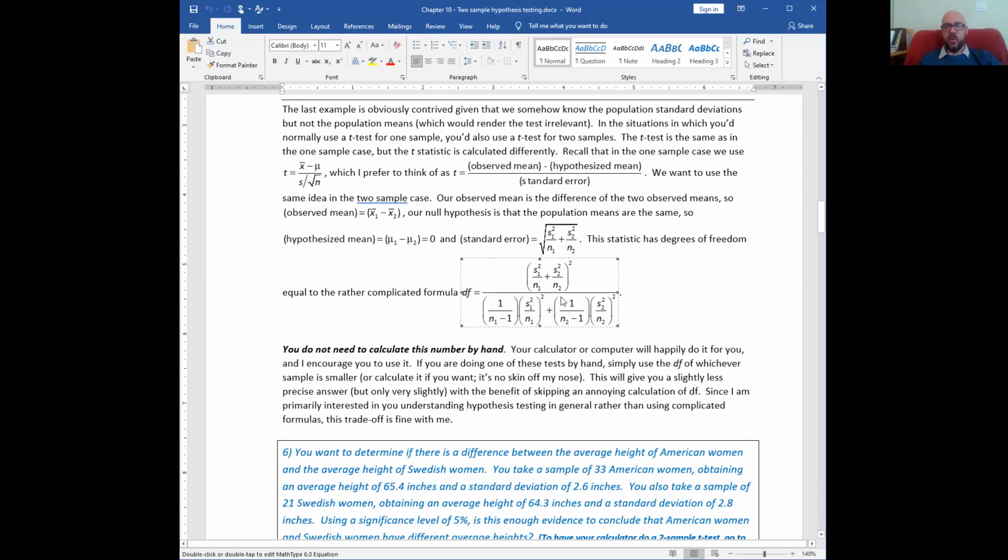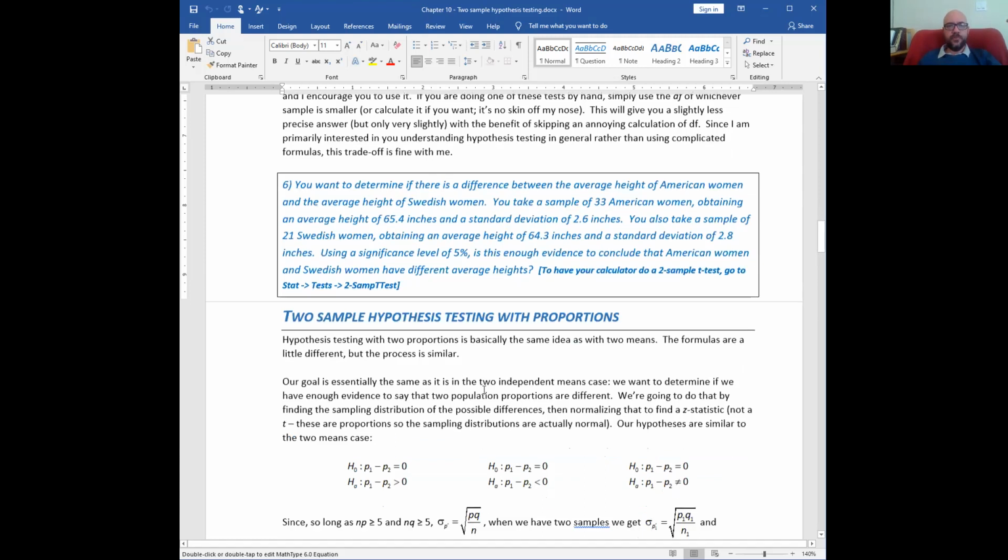This is essentially a weighted average. But as you can see, it's complicated and messy. I'm not going to ask you to do this. Your calculator will just find this for you. So I'm not going to ask you to plug this in by hand. You could, it's not super hard. It's just kind of long and messy. But your calculator will just automatically do it, as we will see in just a second.